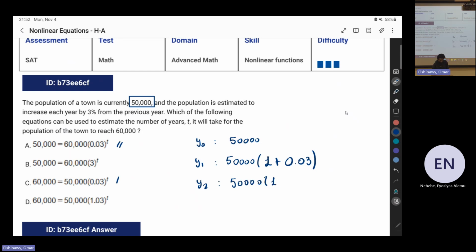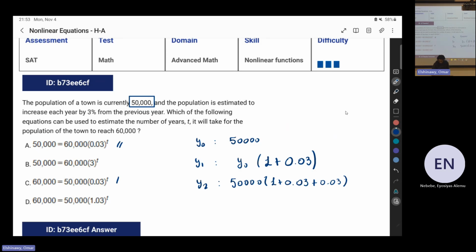So you want to add 1.02? Like this? Well, you need to be careful as well. So what is this effectively? This is just y1, y0, sorry. So y0 grows by 3% in the first year. Now in the second year, it will grow 3% from the previous year.